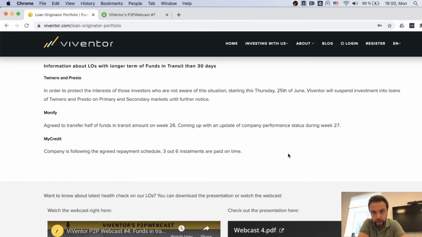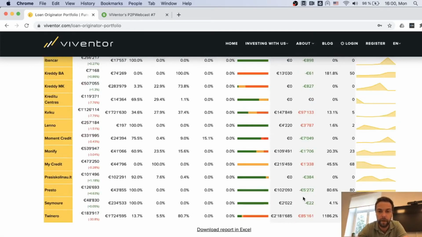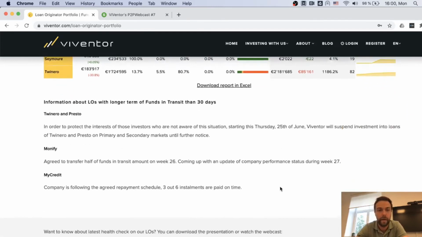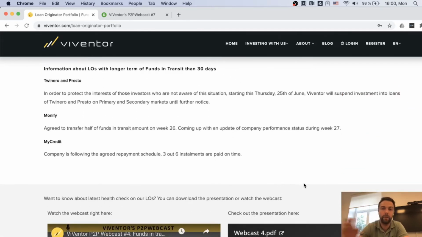We have reviewed it. We have also shared it with you so that you see what is going on with this loan originator. It's actually two loan originators belonging to the same company, Twinero and Presto. Twinero is a bigger one. Presto is smaller. They only have 100,000 euros in transit. Only, of course, it's a relative term.